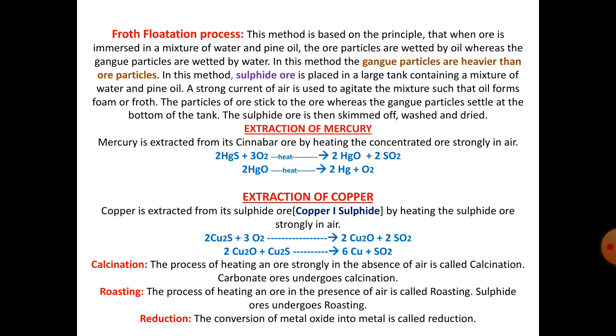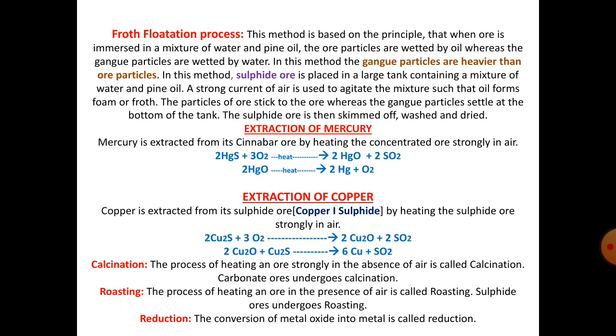Now, what happens in this process? In this method, sulfide ore is placed in a large tank containing a mixture of water and pine oil. A strong current of air is used to agitate the mixture such that froth is formed. The particles of ore stick to the oil, whereas the gangue particles settle at the bottom of the tank. The sulfide ore is then skimmed off, washed and dried, and that's what you get as a concentrated ore.